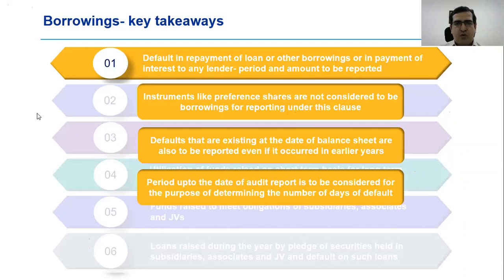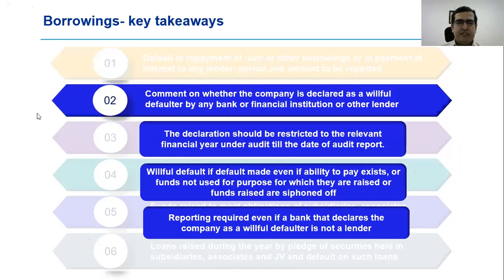With that quantitative disclosures, let's now move on to an interesting requirement around willful defaults. So the first thing that the guidance note clarifies is that this particular declaration of a willful defaulter should only be restricted to the relevant financial year, and it should go on until the date of the audit report. Now, what is important is to consider what is it that the RBI considers to be willful default. And let me spend 2 minutes on what RBI considers to be willful default.